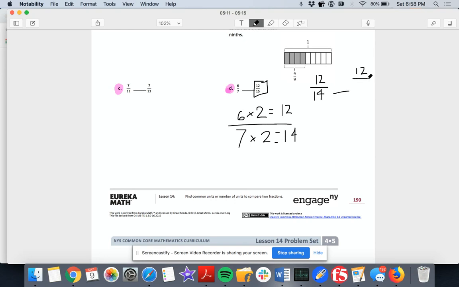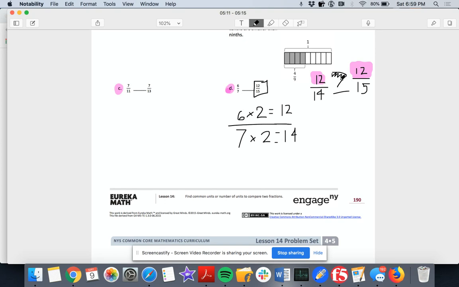Now I'm going to compare 12 over 14 and 12 over 15. Awesome, fantastic, my numerator is the same. And if you remember the trick that I just mentioned, numerator is the same, and 14 is a smaller number than 15. So I'm going to say that 12/14 is greater than 12 over 15.